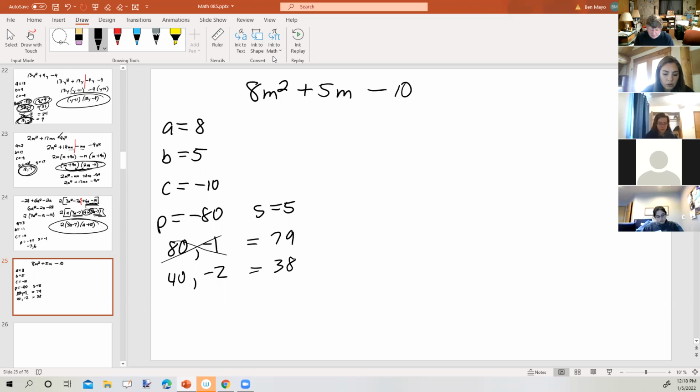Okay, but that's still not correct. I need another pair of numbers whose product is negative 80, but whose sum is 5. 40 is even, cut it in half, double the second number. 20 times negative 4 is negative 80. But the sum is 16. Not correct, but again, I'm getting warmer, right? See how I keep getting closer and closer?